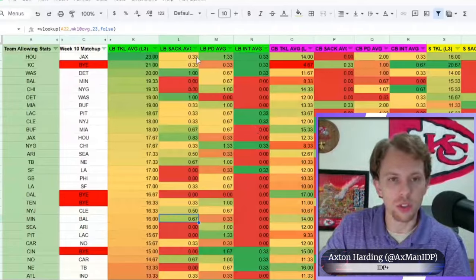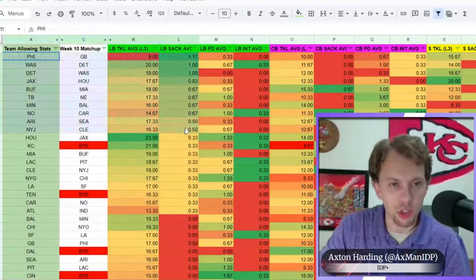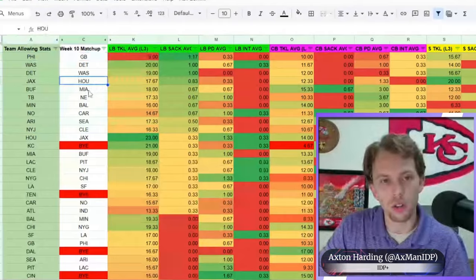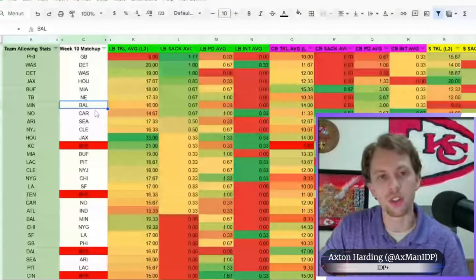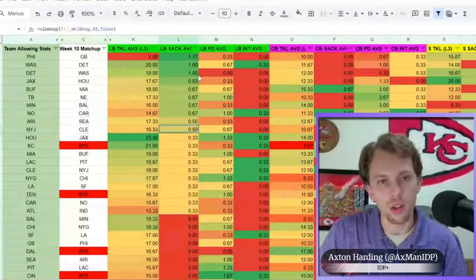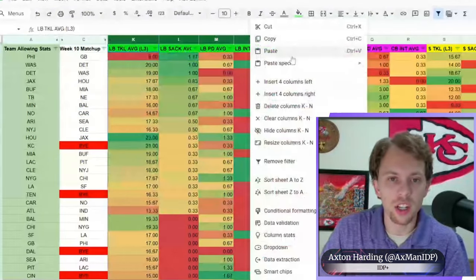I'll go ahead and quickly filter to the sacks if you guys want to see that for linebacker sack production. Green Bay Packers, Lions, Washington Commanders, Texans, Dolphins, New England, Ravens, Panthers, Seattle, Cleveland, and Jacksonville, all in the big play category here this week. So now let's get into the defensive backs.